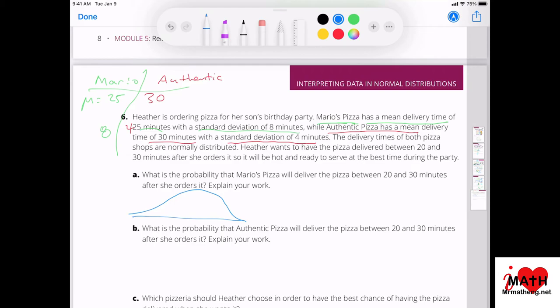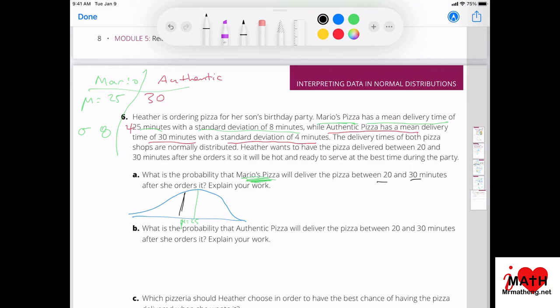And here we actually don't know the mean of the whole problem. But Mario's, you are waiting... Oh, you do. We're doing Mario's Pizza. Sorry. Mario's Pizza says it. Okay, so that would be 25. So 25, and 8 is our standard deviation. And you want it between 20 and 30.